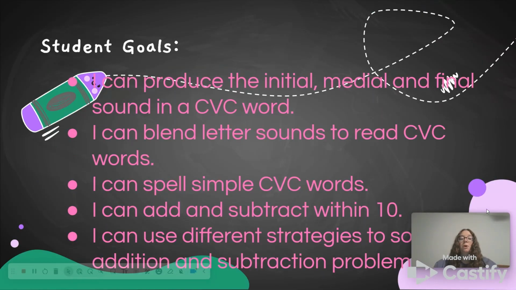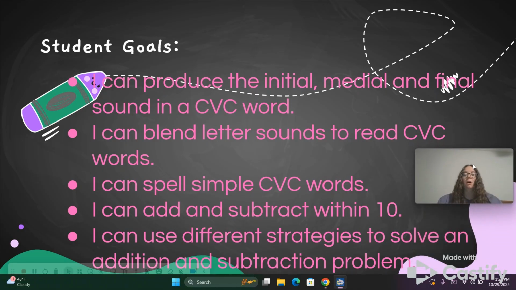The goals for these standards are: I can produce the initial, medial, and final sound in a CVC word. I can blend letter sounds to read CVC words. I can spell simple CVC words. I can add and subtract within 10, and I can use different strategies to solve an addition and subtraction problem.